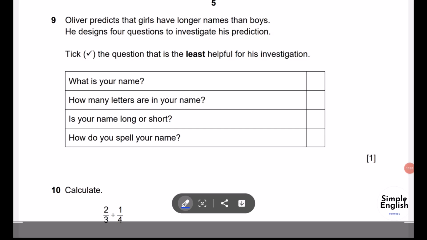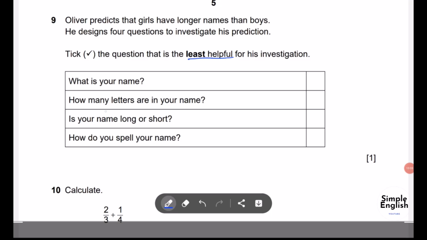So, number 9. Oliver predicts that girls have longer names than boys. He designed 4 questions to investigate his prediction. Take the question that is the least helpful for his investigation. What is your name? It's helpful, right? Because when we know somebody's name, we can know if the name is long or short.